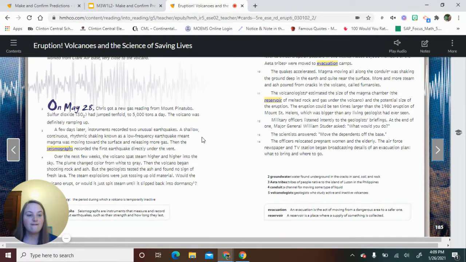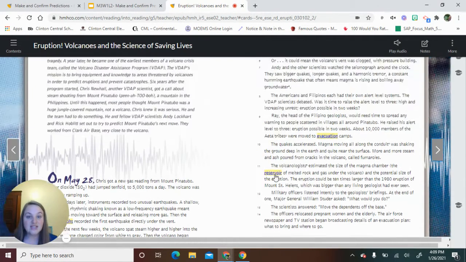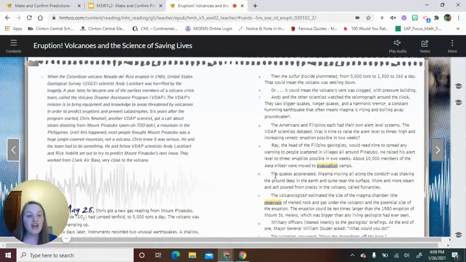Now I'm on paragraph 5. Then the sulfur dioxide plummeted from 5,000 tons to 1,300 to 260 a day. That could mean that the volcano was settling down. Or it could mean that the volcano's vent was clogged with pressure building.